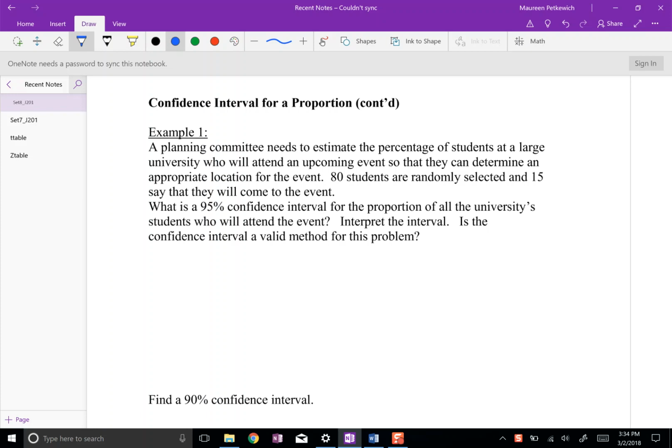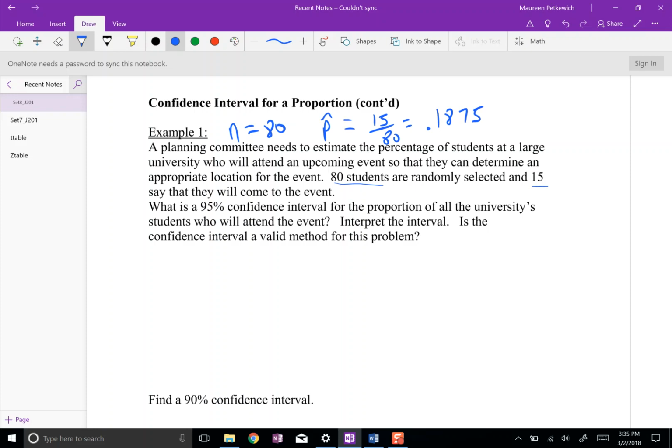Okay, so the situation is we're interested in the proportion of all students who will come to the event, but we only have a sample of information. We just have these 80 students. So let's write down some key information. We have a sample size of 80. And we were told that of these 80, only 15 will come to the event. So let's figure out our proportion of the sample that will come to the event. That is 15 out of 80 are coming from the sample. That's about 18.75%.